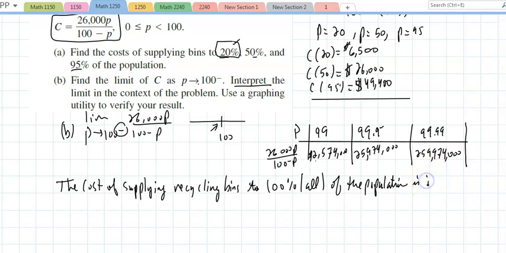It's increasing. That's the word I was looking for. Increasing without a bound. In math we say it's unbounded, but here you need the mathematical term: without a bound. If you plug in 99.999, this is going to go up to 2 billion. It's going to keep on going up.